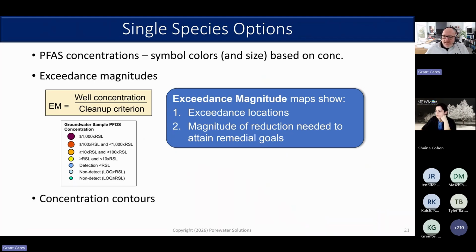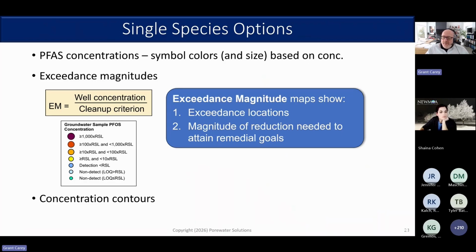So the simple ways are, first of all, focus on single species. It could be total PFAS. Maybe you've only got 2 regulated compounds, PFAS and PFOA at a site. You can do 2 maps, and you can show PFAS concentrations on one, PFOA on another. Typically, if you have a lot of wells, you can use symbols and just plot different colors for different concentration intervals.